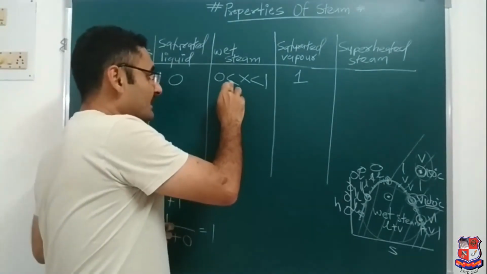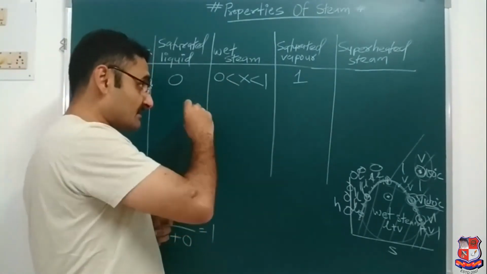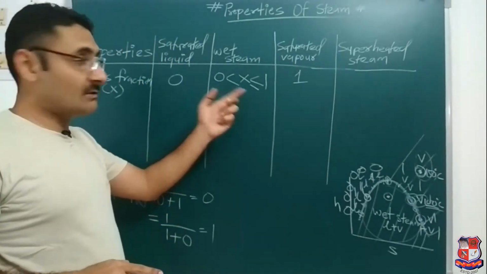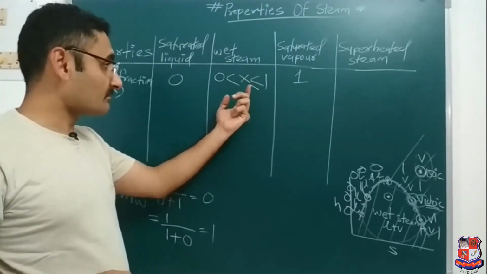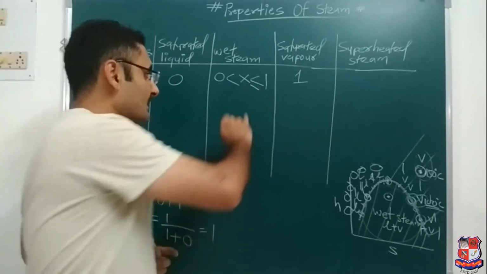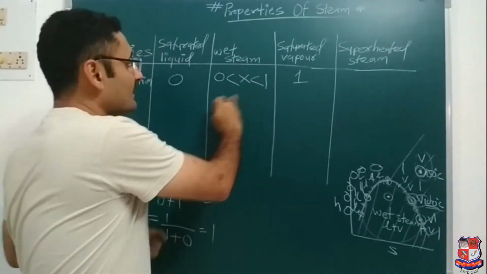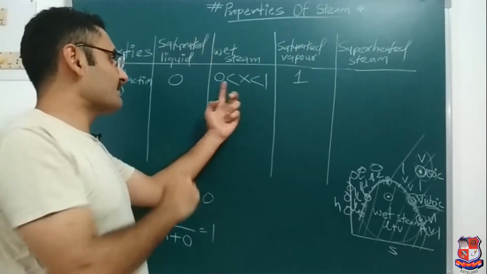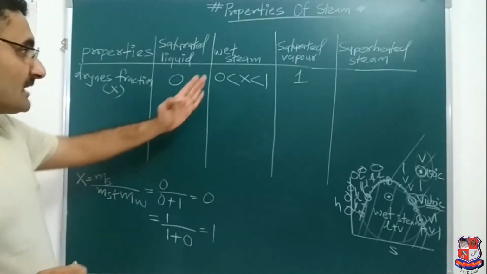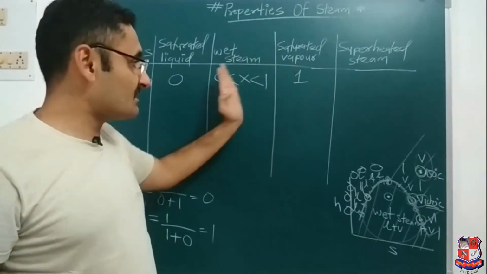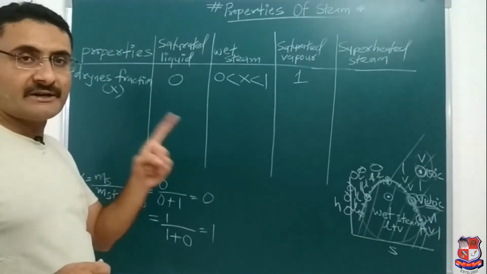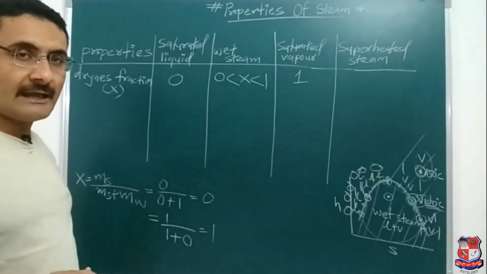So that means we cannot write 0 less than or equal to x. Supposing I write x less than or equal to 1, so what happens? x is equal to 1 also, and x equals 1 means it is a saturated vapor. So that is why we write this type of equation, that the dryness fraction value for wet steam should not be less than 0 and should not be greater than 1. If the dryness fraction value is greater than 1, we cannot accept this type of value, because the maximum value of dryness fraction is 1 or 100%. More than that value is not acceptable.